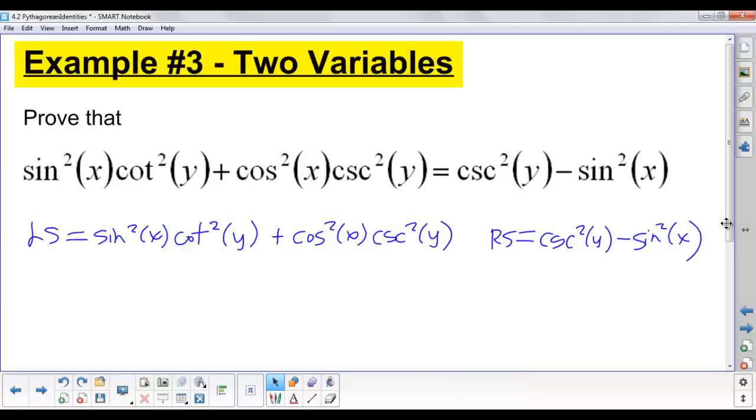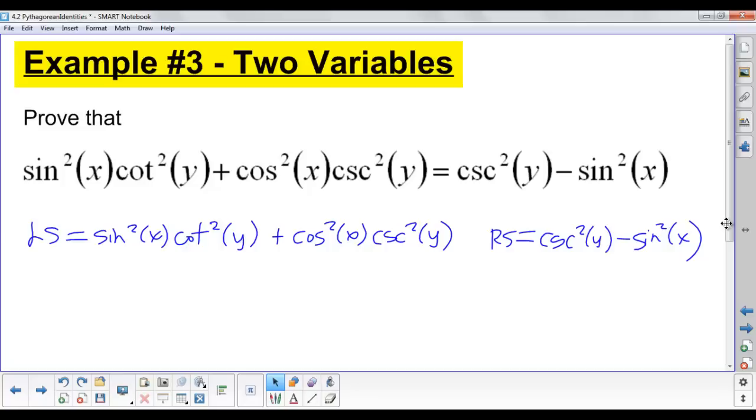What I would focus on here is the fact that I actually see a cosecant squared y on the right side and a sine squared x on the right side. So what I'd probably want to try and do is get the left side in terms of those expressions. Now, we're basically going to try and pick something on the left side to do a substitution for. So we have a few different options here as far as what we could do.